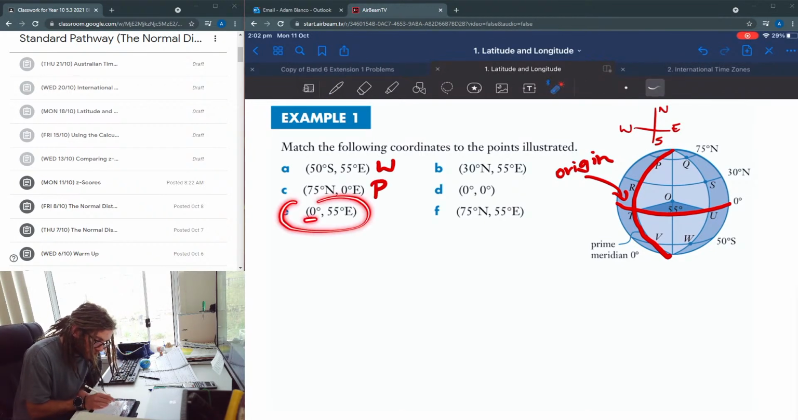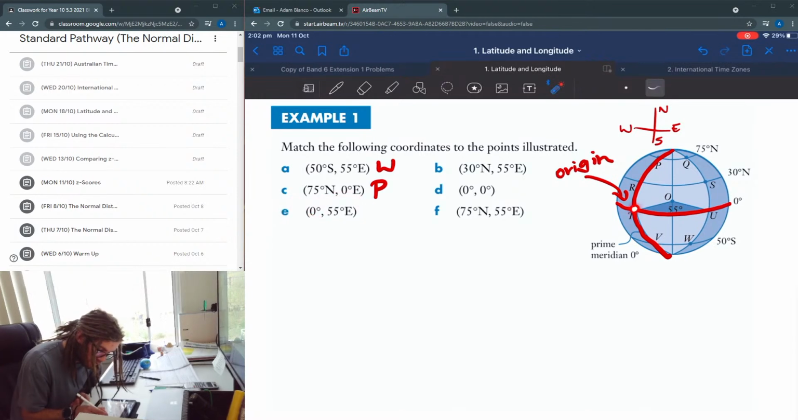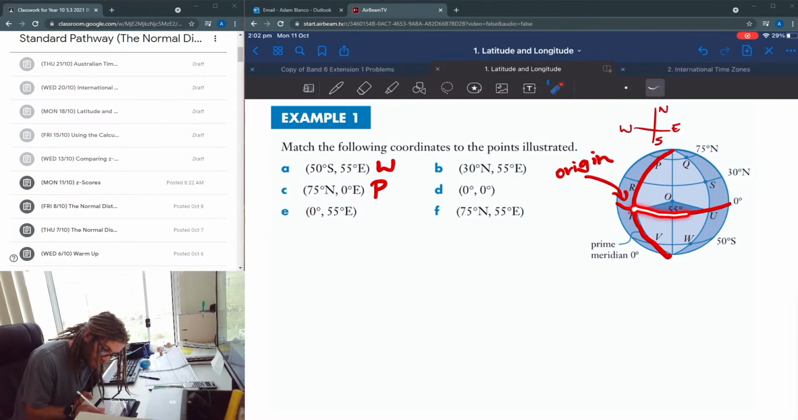This one, so I don't go up or down, so that means I stay here, but I do go to the right or east 55 degrees. That means I'm looking at U. 30 degrees north, 55 degrees east. So 30 north, 55 east, so that's S. 0, 0, that's my origin, so that's T. And then 75 north, up here, 55 east, over there, that's Q.